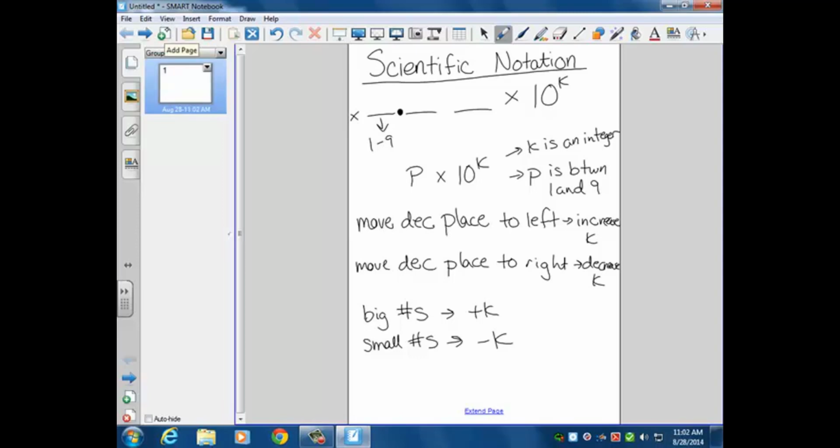Put a page here. Sorry, one second, this is moving slow.